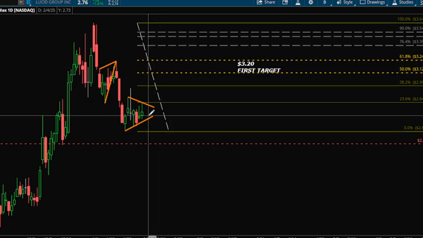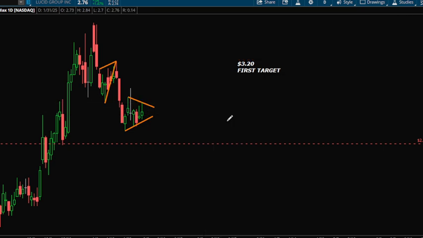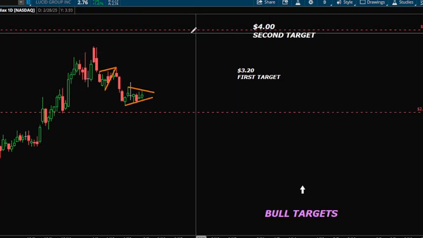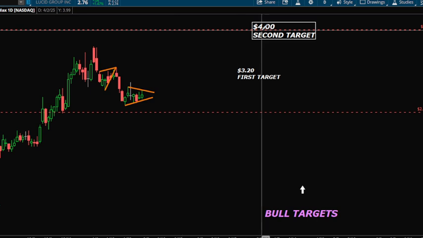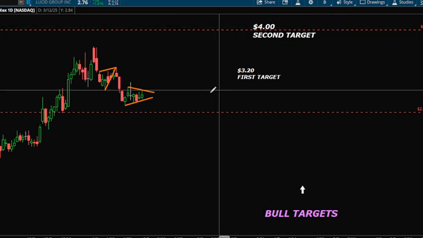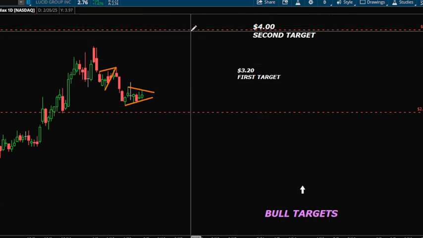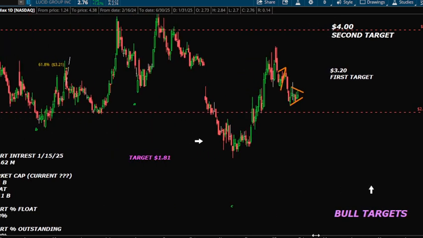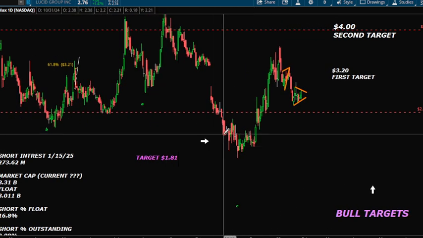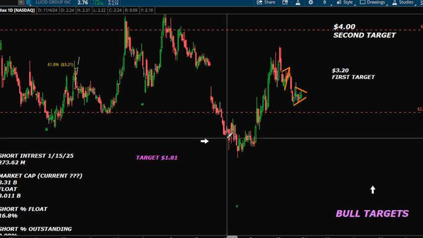So the second one would be your resistance here. This red dotted line I have at $4. So this 250 and this $4 was the trading range from the last video that I put out in November, which was right around here. Yeah, probably the beginning of November.